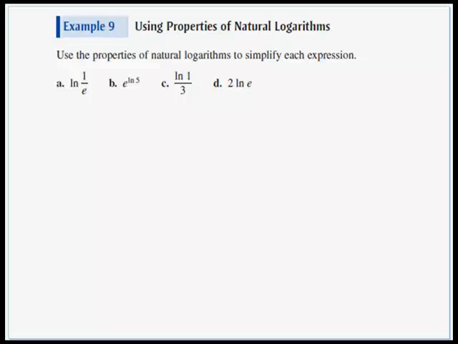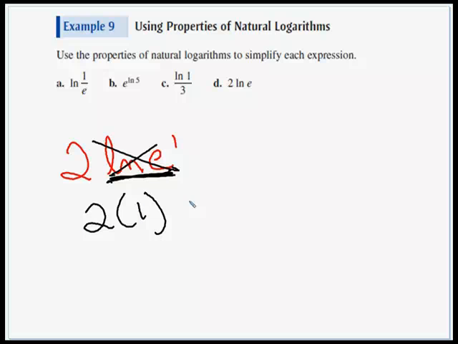Okay, last one. 2 times the ln of e to the first. Well, the ln of e, those cancel. They're inverse operations, so we're left with the 1. 2 times 1 is 2. Easy as that.